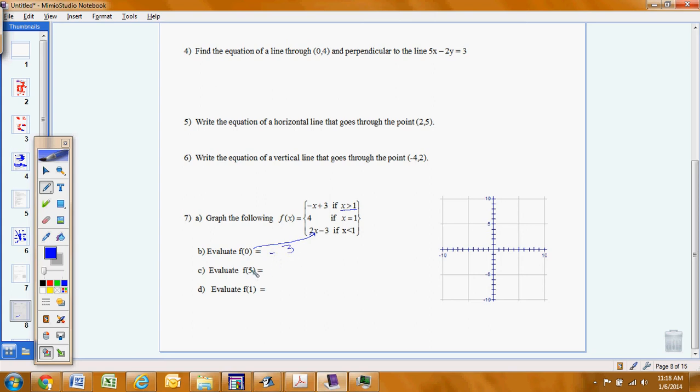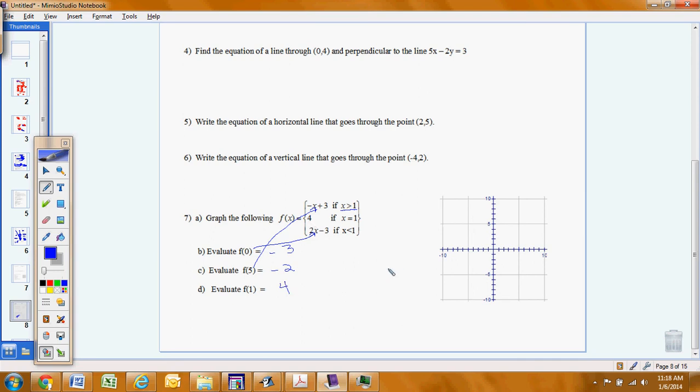To find f of 5, 5 is greater than 1, so the 5 would go up into this one. Negative 5 plus 3 is negative 2. And to find f of 1, x does equal 1, so I plug the 1 in here. There's nowhere to plug the 1 in, so it's just 4. Just that number, 4.